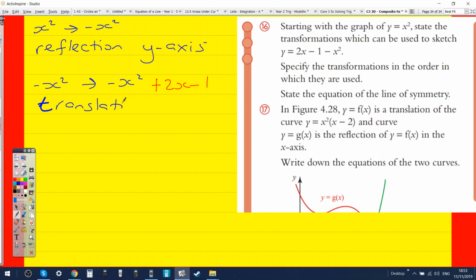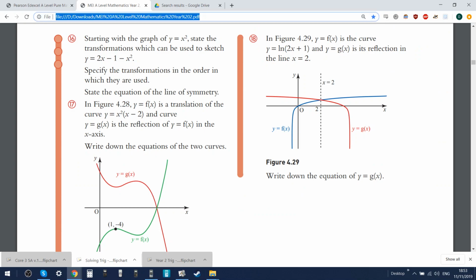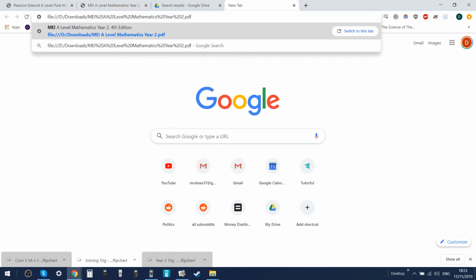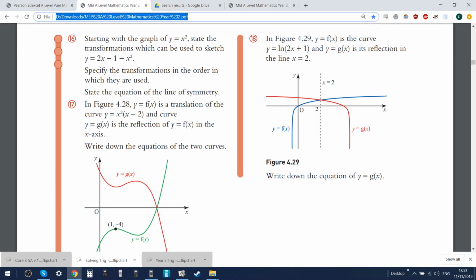Translation. But as far as I can see, the vector for that would be 0 and 2x minus 1. But it has an x in it. Yeah. That's very unusual. I have to look that up.